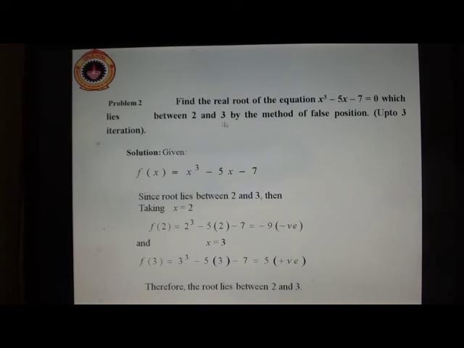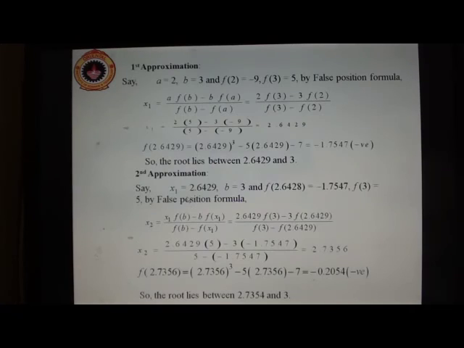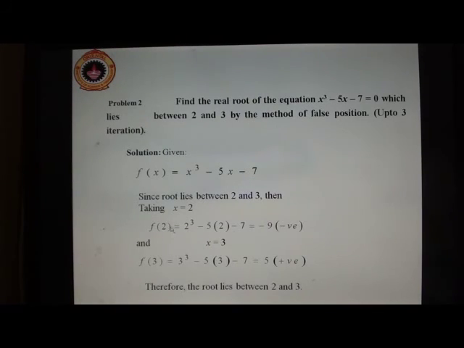Here is one more suitable example: x^3 - 5x - 7 = 0, whose root lies between 2 and 3. Here we have the range 2 and 3, and we use the false position method up to 3 iterations. So f(x) = 0. Here f(2) is negative and f(3) is positive. Therefore the root lies between 2 and 3.